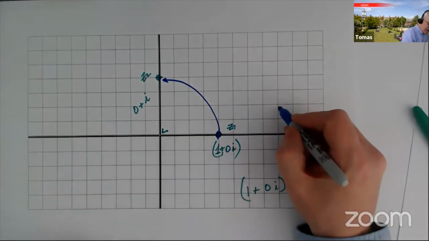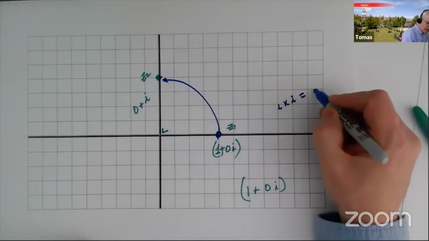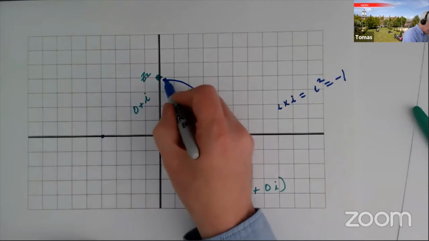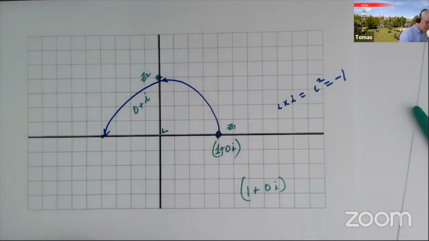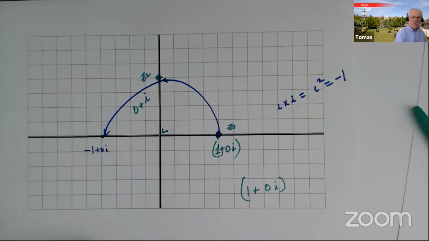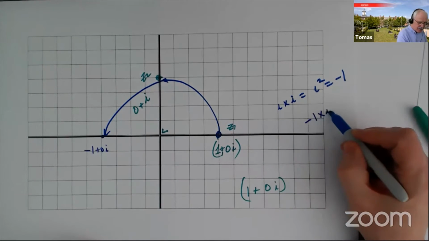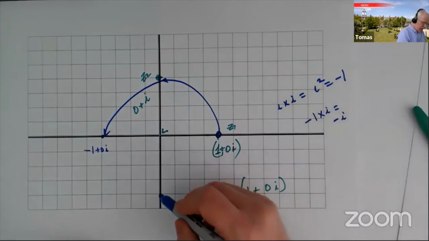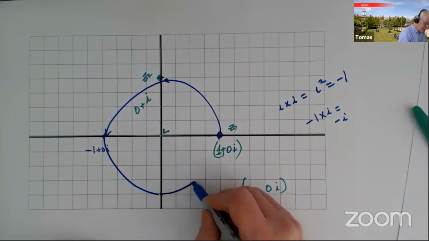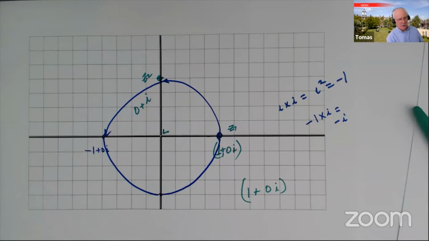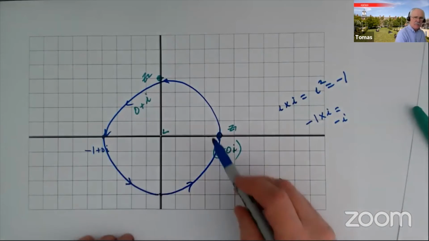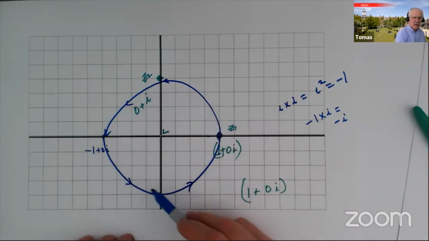If I were to multiply it again and get i times i, I'd get i squared, which would be minus 1 and no i, and I'd end up here: minus 1 plus 0i. If I did it again, minus 1 times i, I'd end up at minus i, down here. Now, not a very good circle, but you get the idea. What's happening is every time I multiply by i, I'm actually rotating the image.